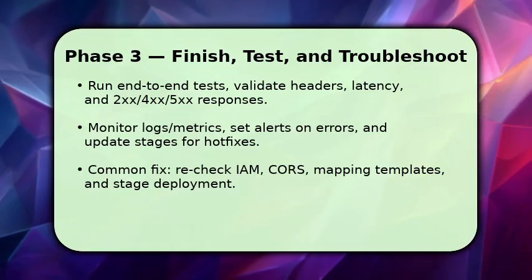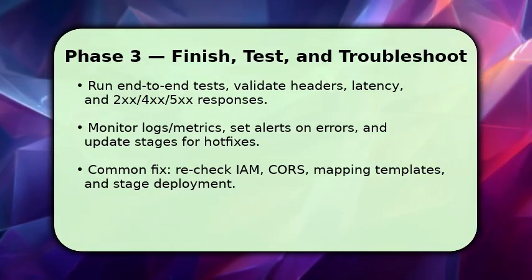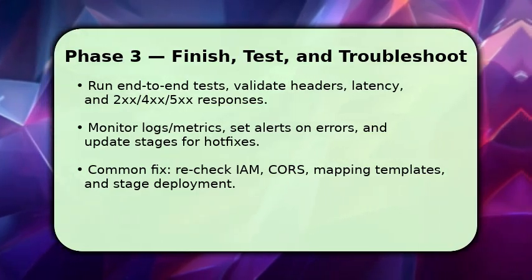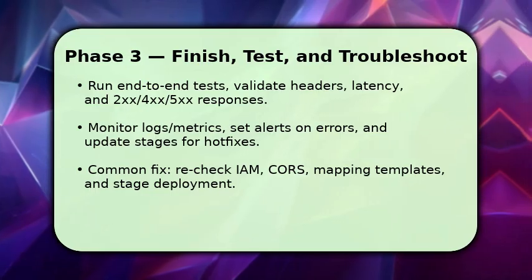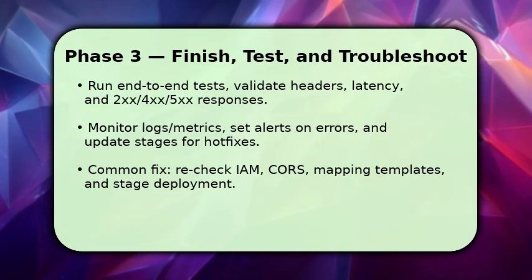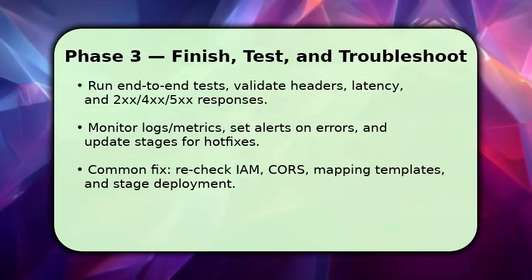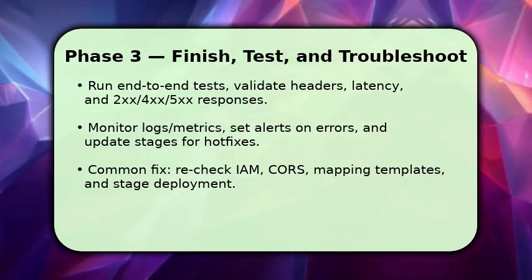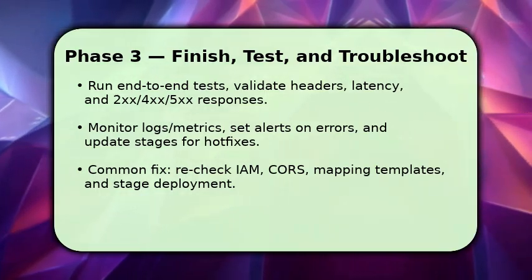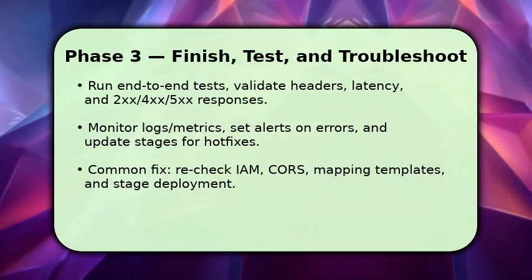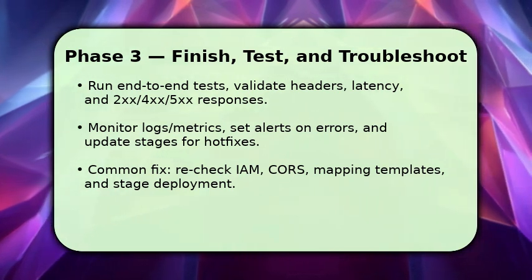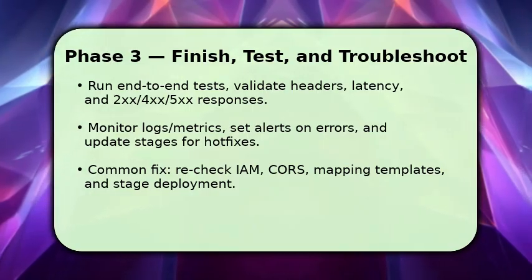You finish by running end-to-end tests. Validate headers, measure latency, and confirm 2XX, 4XX, and 5XX responses behave as expected. Once done, enable logging and metrics, set alerts for error spikes, and push hotfixes to stages when needed so clients see fixes fast. If something breaks, first recheck IAM permissions, CORS rules, and mapping templates, then confirm the stage is redeployed. Those 4 items usually resolve the majority of integration and access failures.